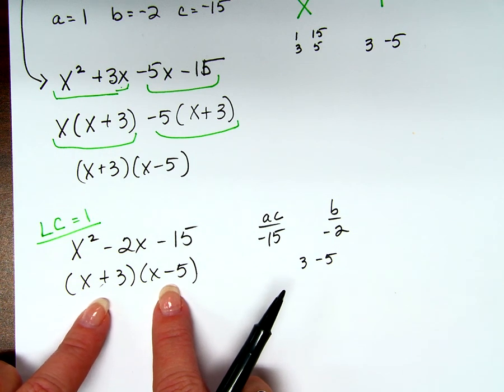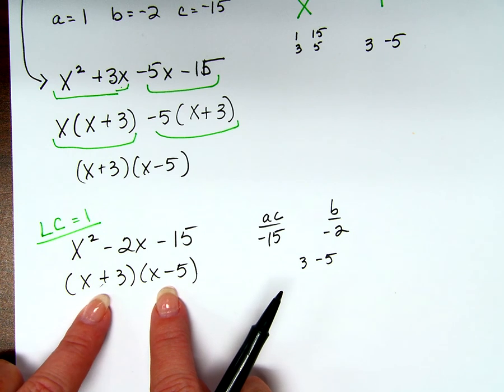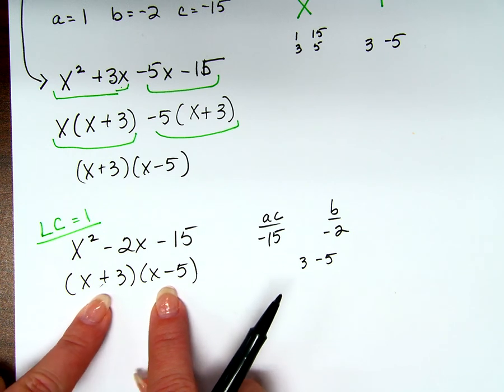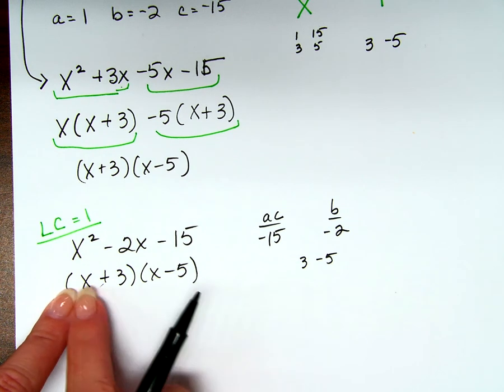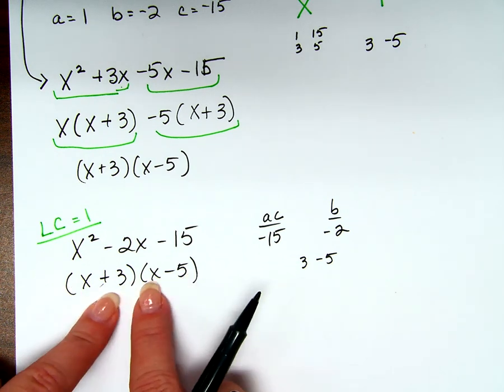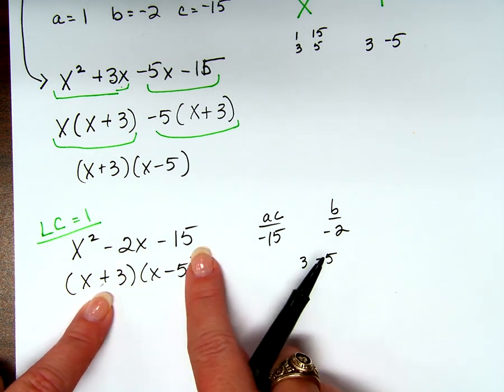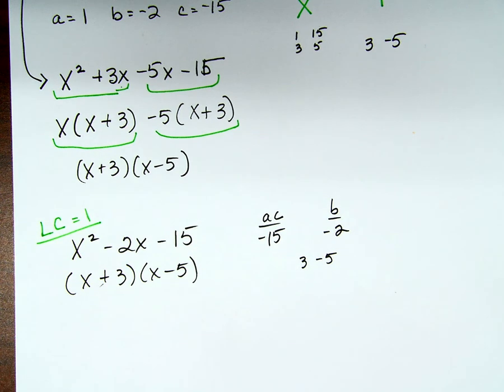Yeah, okay. Now, how could you check this to see if your factors were correct? Plug it in. No. Good guess. So multiply, right? X times x is x squared. X times negative 5, 3 times x. So negative 5x and 3x, negative 2x. And then 3 times negative 5. Done.